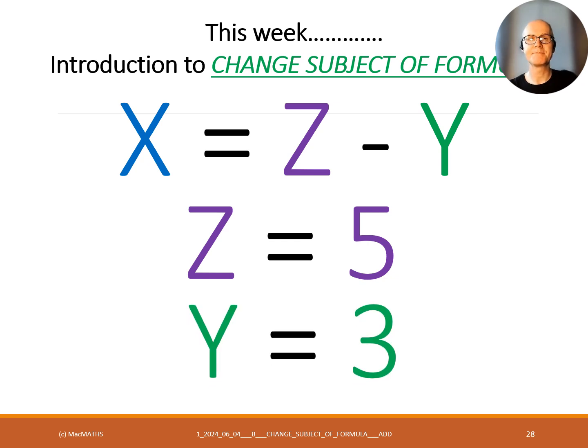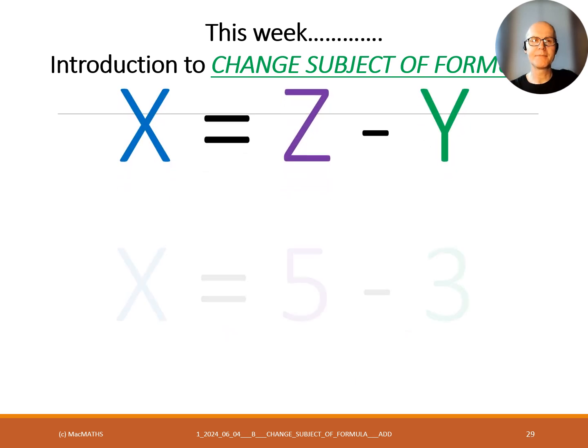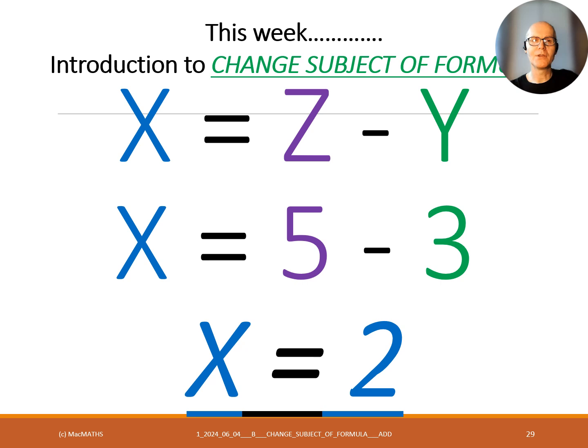Let's put some numbers in. X equals Z minus Y. Z is 5, Y is 3. X will equal 2 because X equals Z minus Y. We know Z is 5, we know Y is 3. 5 minus 3 equals 2. X equals 2 in this instance.